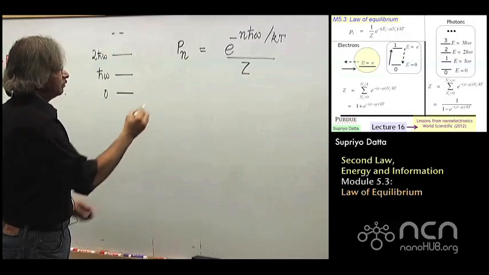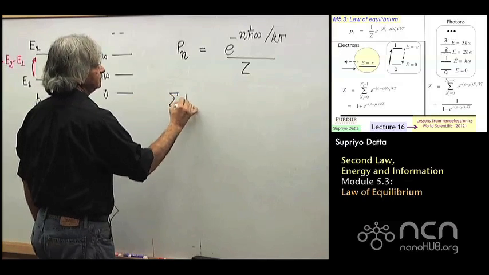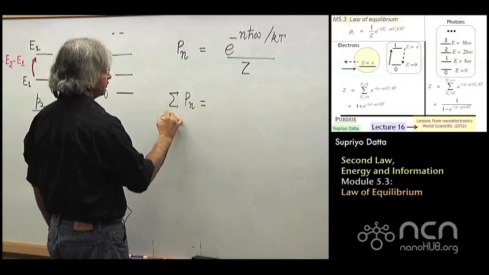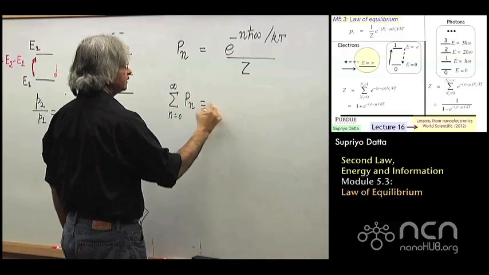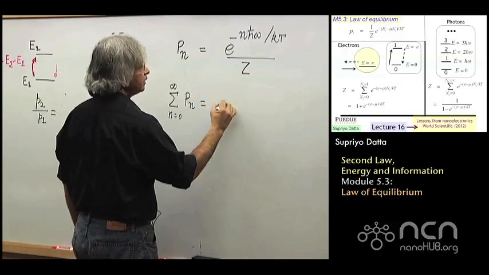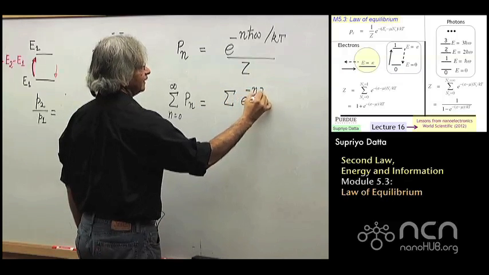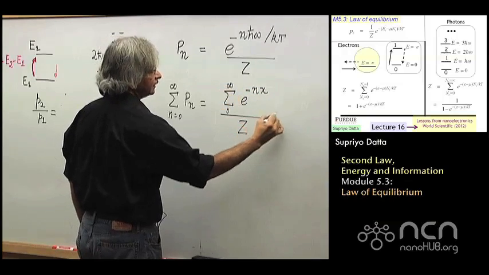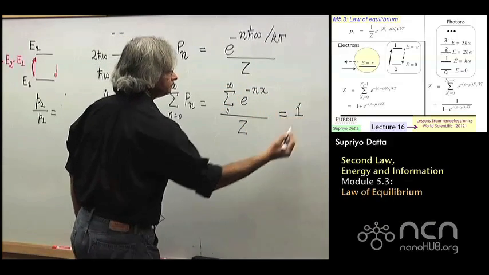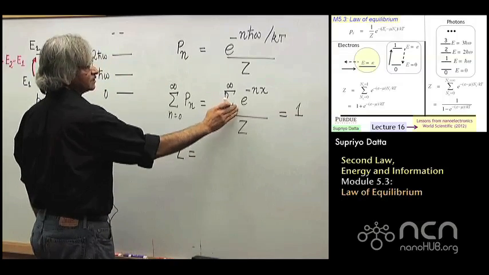So how would you find z? Well, you could say the summation of Pn from n equals 0 to infinity, if you add them all up, would look like the sum of e to the power minus nx from 0 to infinity divided by z. And that should be equal to 1. So that tells me that z should be equal to this summation.